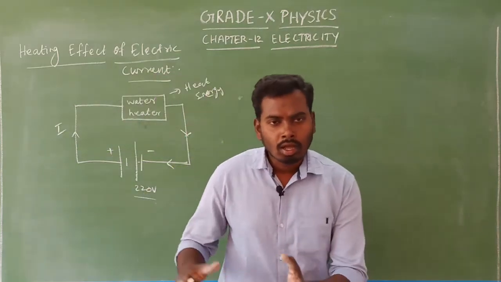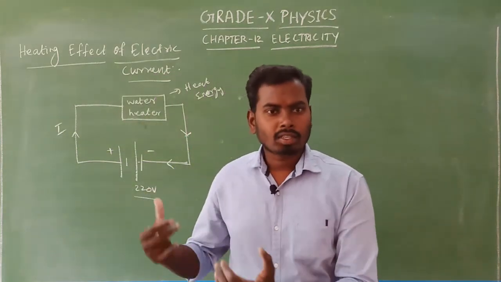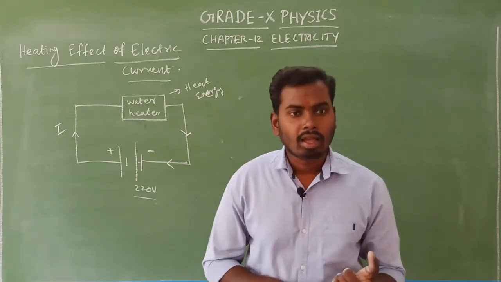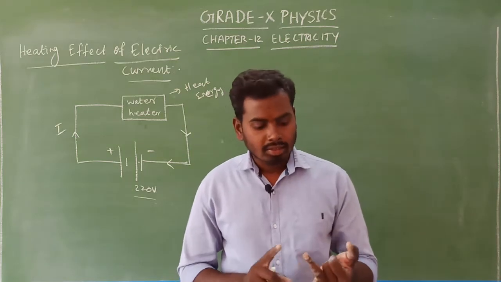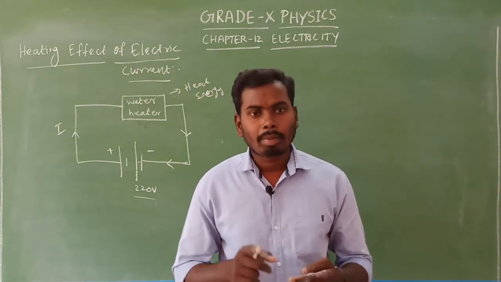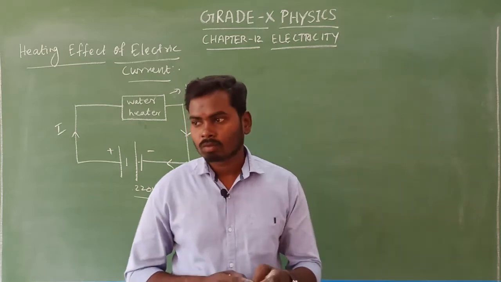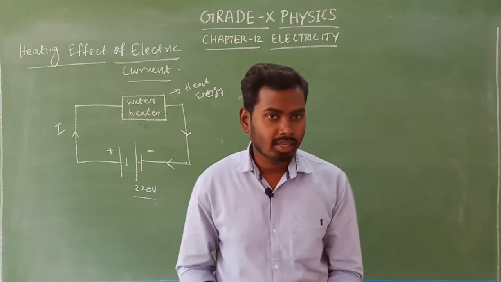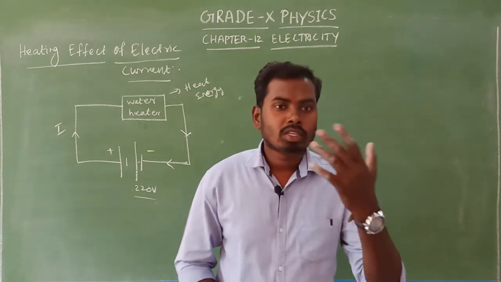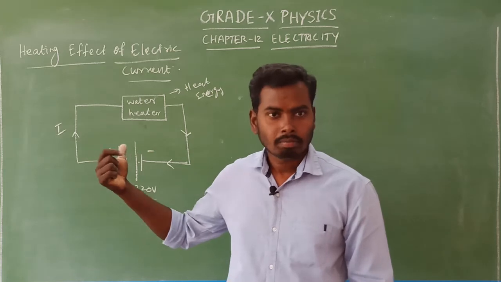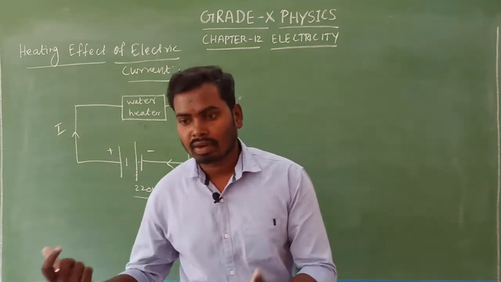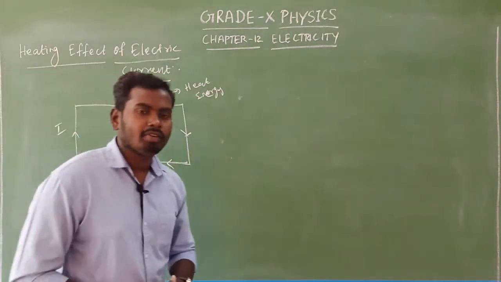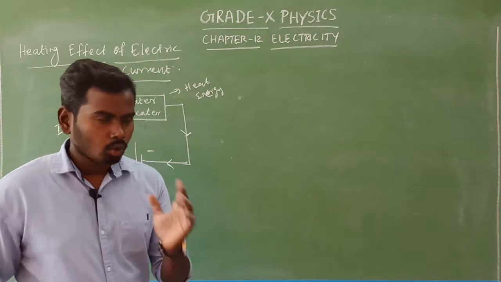Is it clear? Yes. Most of the electrical appliances function because they produce heat because of electric current. For example, the electric iron, the electric kettle, the toaster, microwave oven, the water heater, room heater. Most of the heating appliances produce heat because of this current. So that is called heating effect of electric current. What is that? Heating effect of electric current. Very easy, students. Okay, yes, look at here.